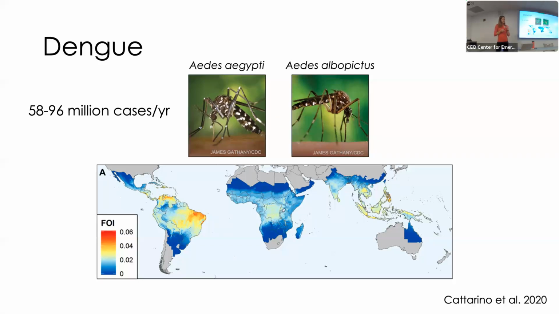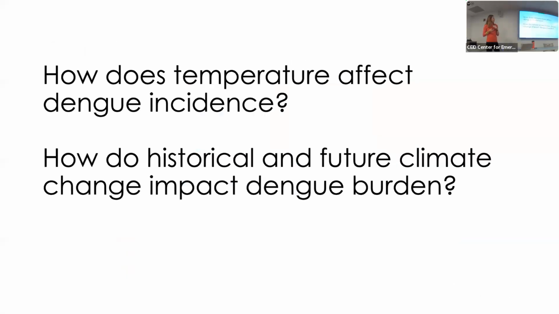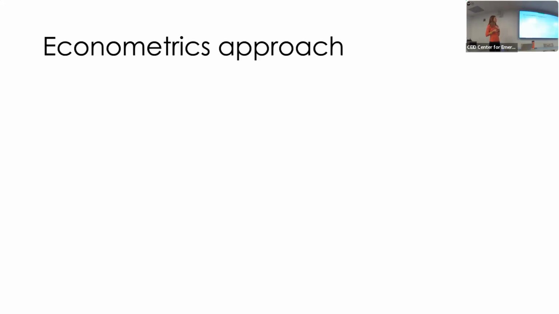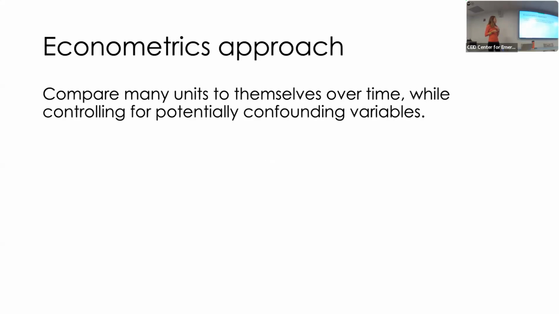The questions we want to ask here are, how does temperature affect dengue incidence quantitatively? And how do historical and future climate change impact dengue burden? So can we actually attribute past impacts of climate change, and can we predict what those future impacts will be? To do this, we're going to use what's called an econometric panel regression approach. The goal is that you have units such as districts or counties or states, and you're comparing them to themselves over time.